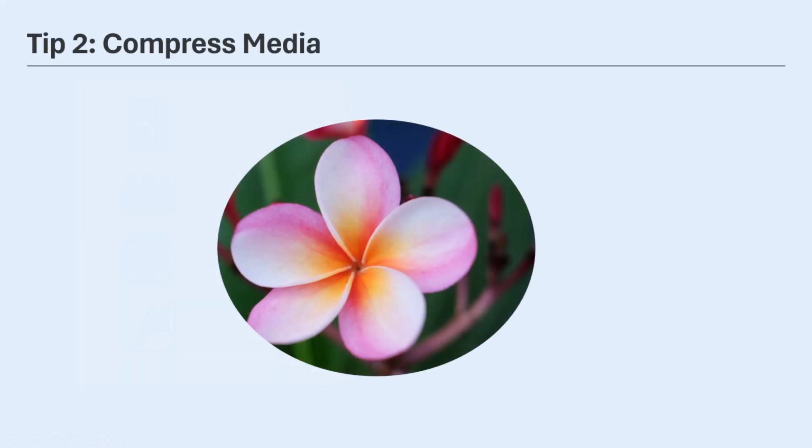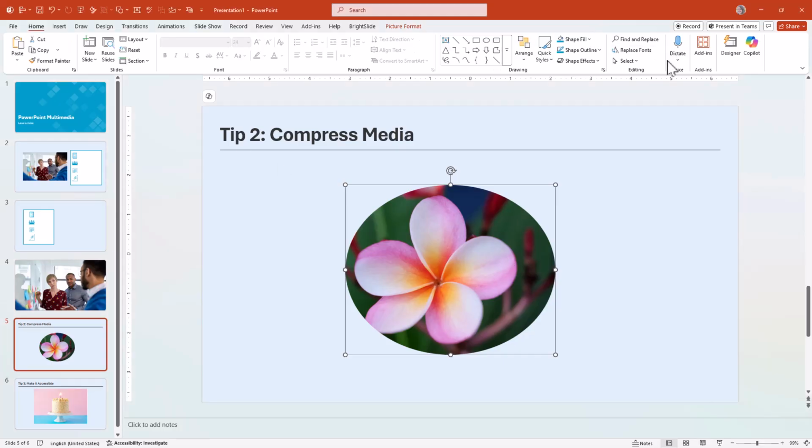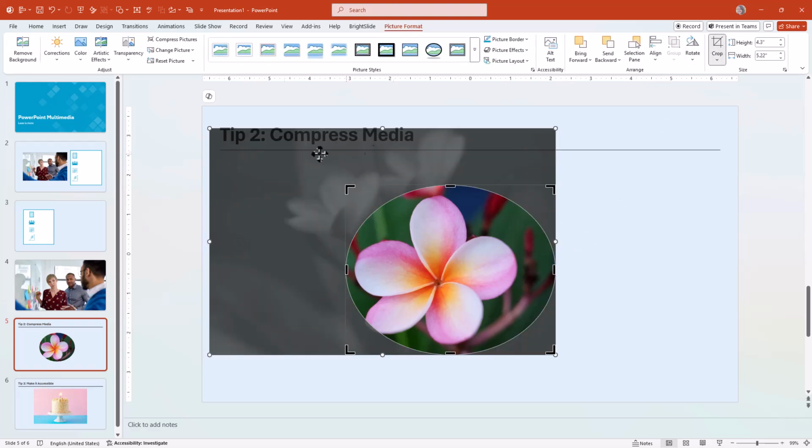Our second tip is about compressing media files. When you have a picture, if you choose to compress the file, it keeps the size of the file down and it keeps your presentation running smoothly. We can see that with this picture, it has been cropped to this shape. If I choose the picture format right here, I can choose to crop and I can see all of this part of the picture that's not being utilized.